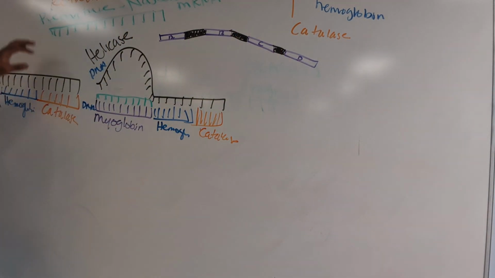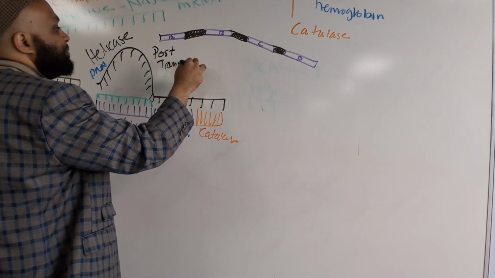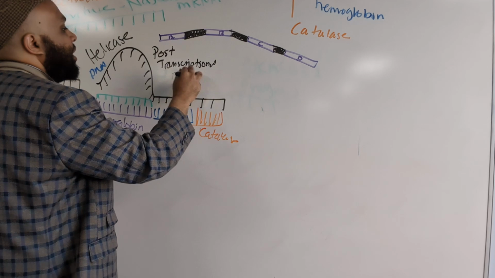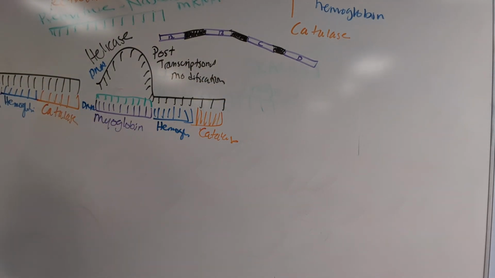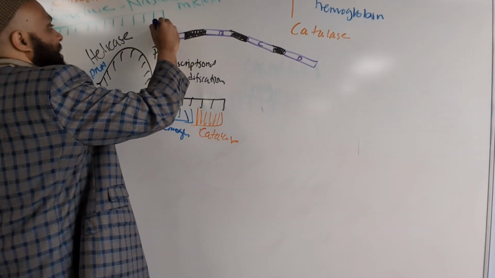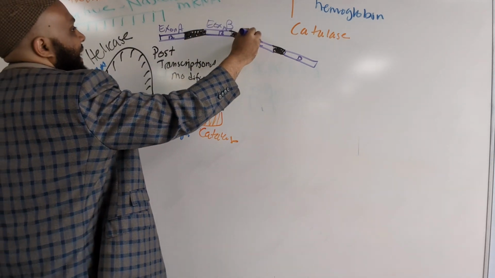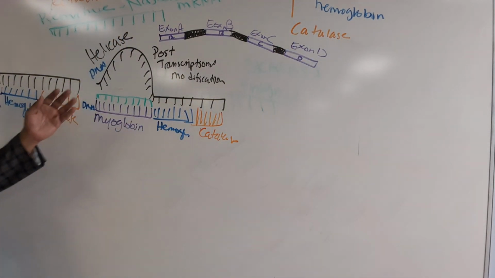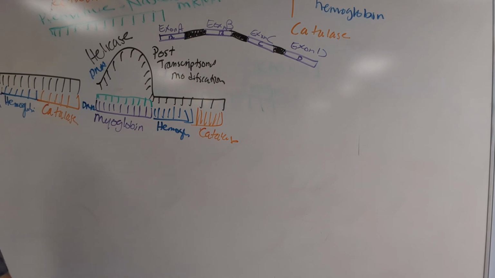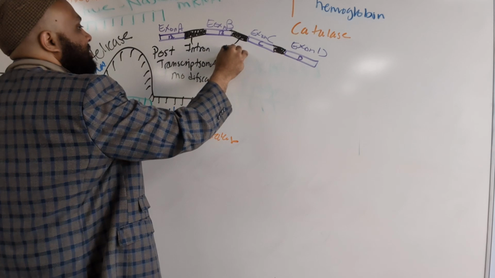So what I will do now, after I transcribed my mRNA, I'm going to do post-transcriptional modification. What I need, the purple I need, is known as the exon. That's exon A. That's exon B. That's exon C. That's exon D. So all I need is the exons. The ones that I don't need in the middle, these are my introns.